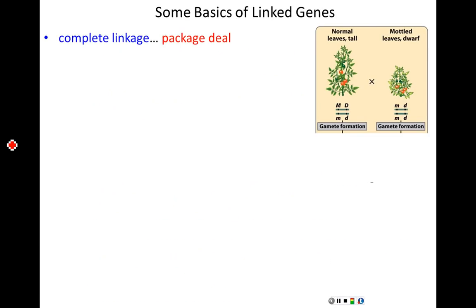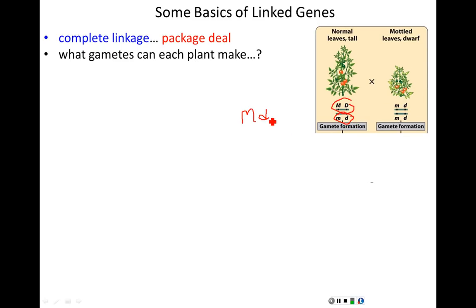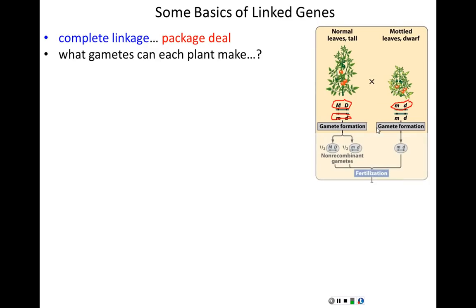Alright, so complete linkage, the package deal. Consider first the gametes that you can make. What gametes can be made from these two plants? Now remember, complete linkage, so you can't get every possible combination. This parent has two chromosomes to donate. This chromosome or this chromosome, and that's it. Well, I want dominant M with recessive d. Too bad. You can't have it. They're not linked together in that pattern, so get over it. You have dominant M with dominant D, or recessive m with recessive d. That's it. And this parent also has the linkage pattern, but this parent only has one type of chromosome to give. So these are the gametes we can make, and the proportions we can make them in.